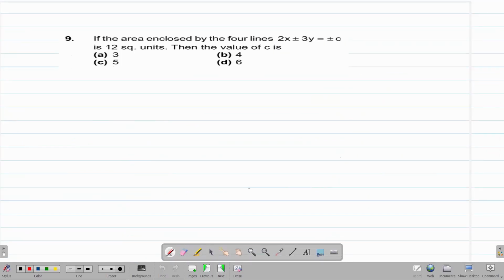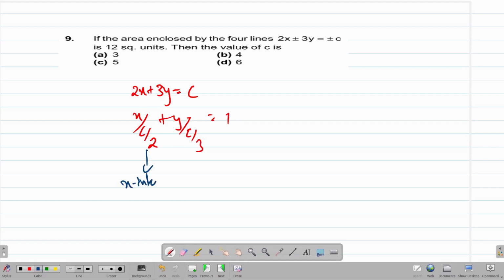Another application is here. We just use our shortcut. Again, this gets resolved into 4 cases. We just consider one case, and that is 2x + 3y = c, that is x/(c/2) + y/(c/3) = 1. This is my x-intercept and this is my y-intercept.